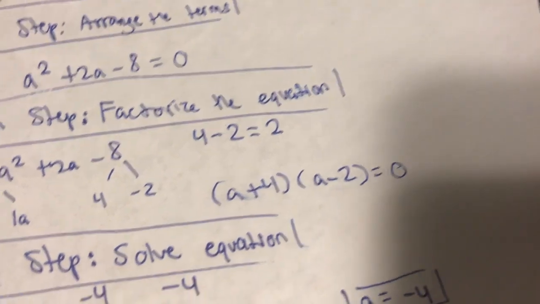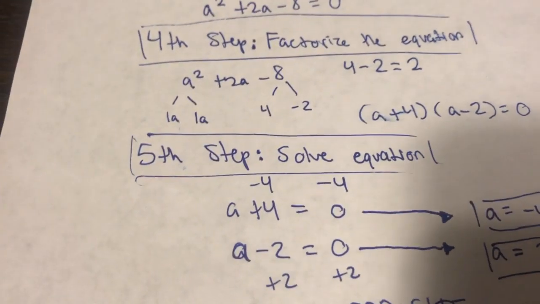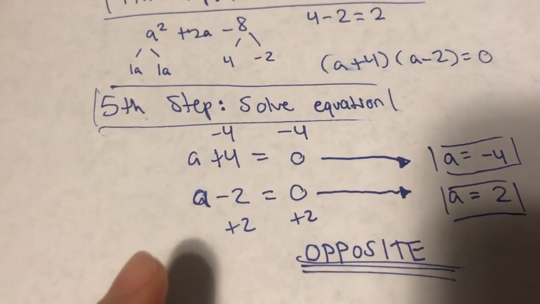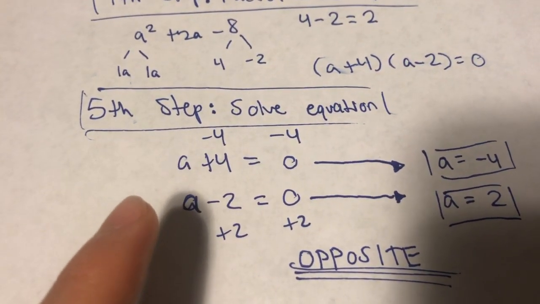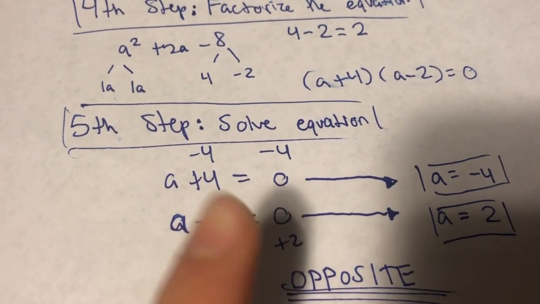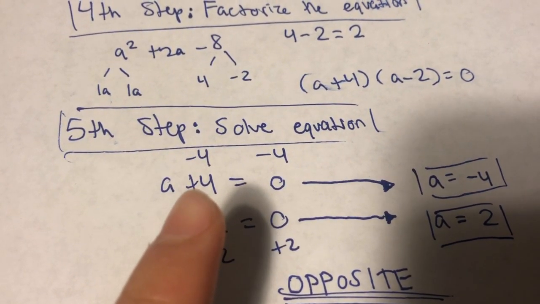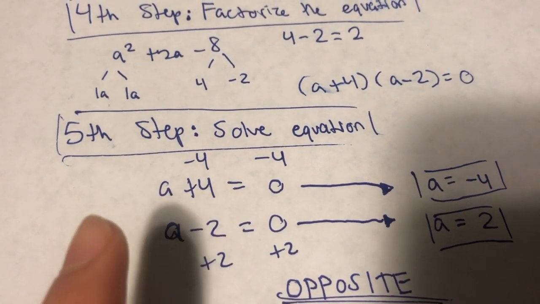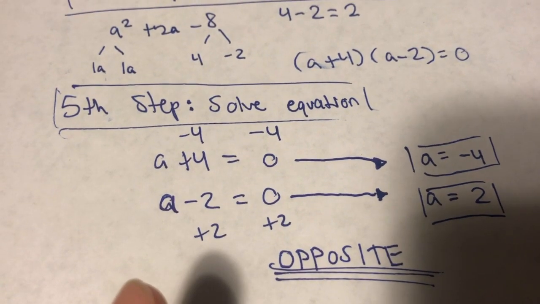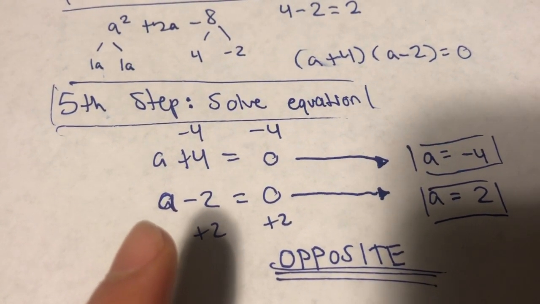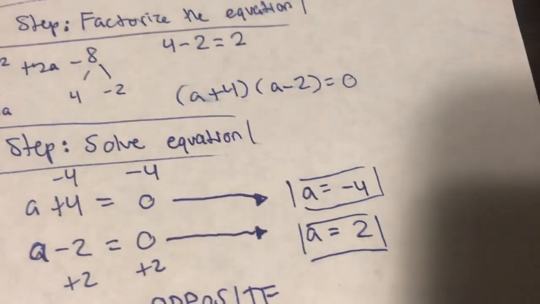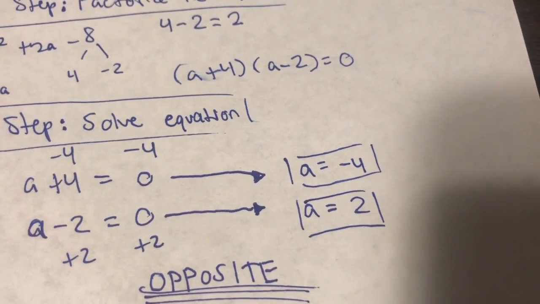After that, we just simply solve it and further simplify it. Okay, so first, to find the first a, you need to write a plus 4 equals 0. So we need to subtract 4 over here and pass it to the other side. So a equals negative 4. Same as the other number, which is a minus 2 equals 0. So we add 2 and pass it to the other side, and we get a equals 2.